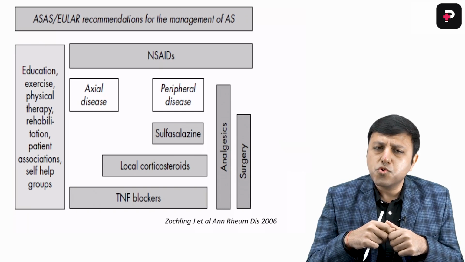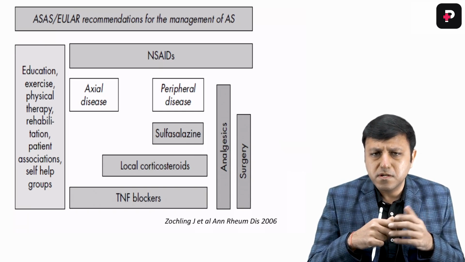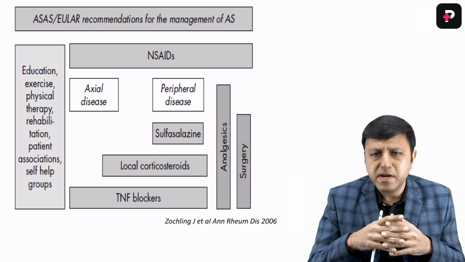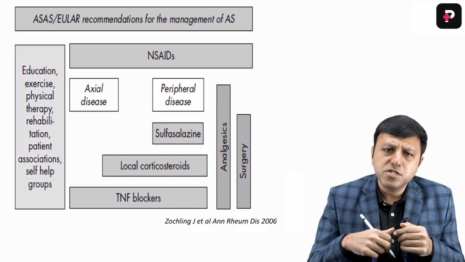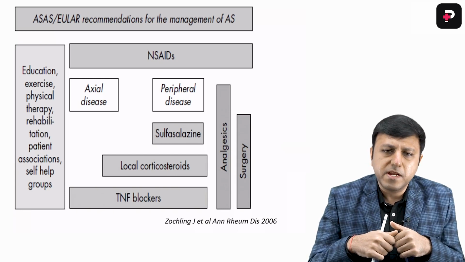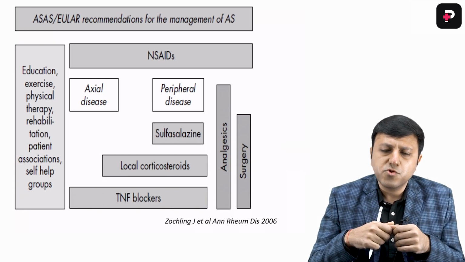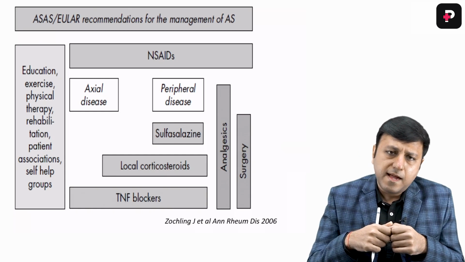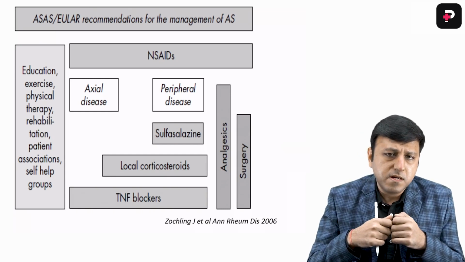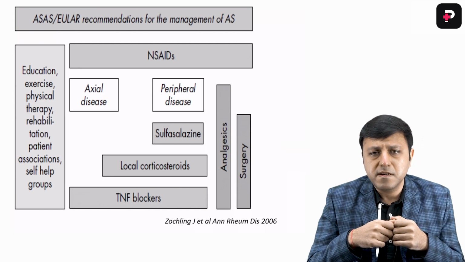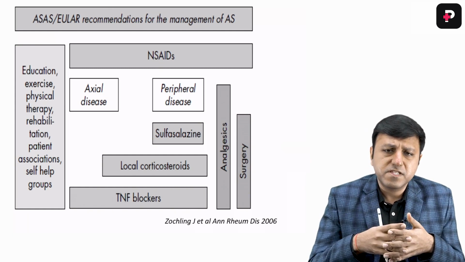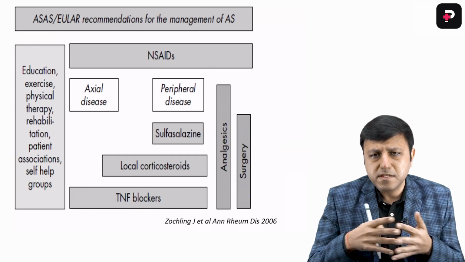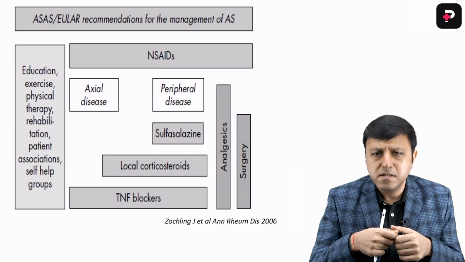Sulfasalazine, or any DMARD, has not shown much benefit in axial disease, but in peripheral disease they have definitely shown benefit. Then local steroids can be given in both axial and peripheral disease. The sacroiliac joint can be injected. If you have experience, you can inject yourself, otherwise ultrasound or CT guided injections can be given. Peripheral joints can be injected by a properly trained physician or an orthopedician.